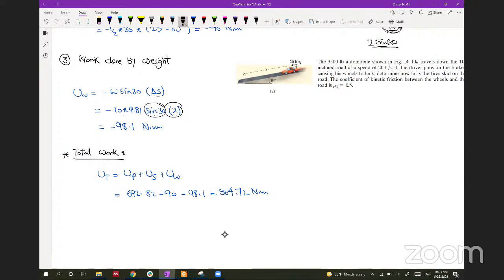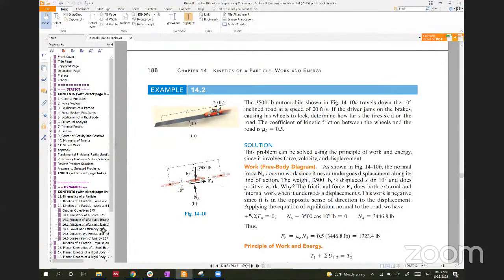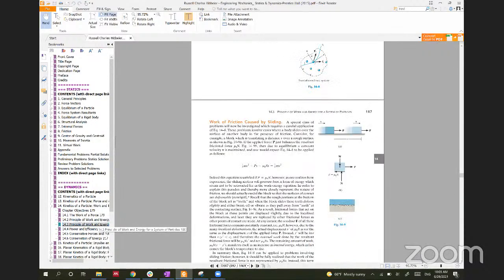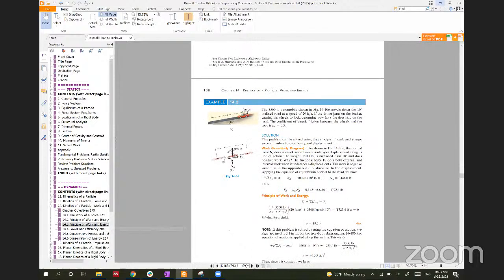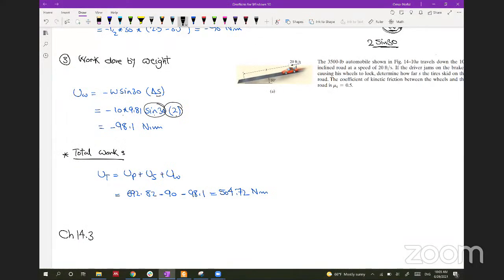So let's move to chapter 14, I think. Principle of work and energy. Yeah, this one. Chapter 14.3, the principle of work and energy.